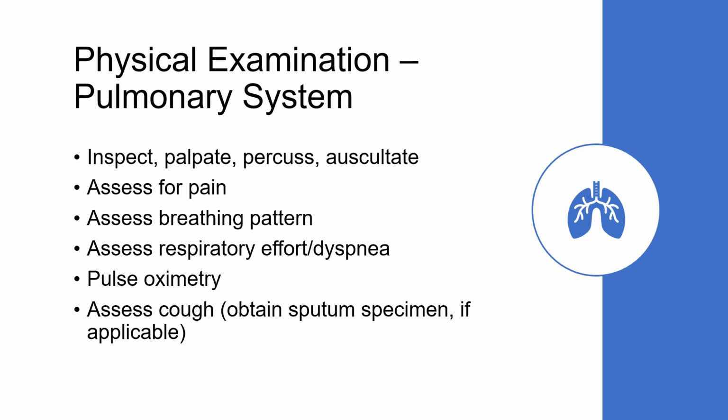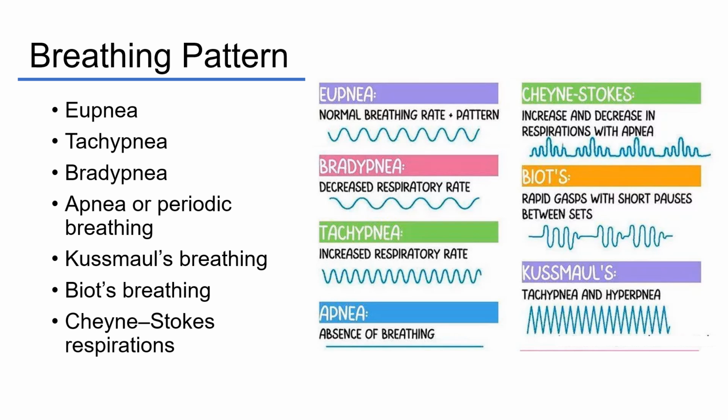If they do have a productive cough, then you may need to obtain a specimen for culture. Okay, so there's a lot of things to think about when you are assessing the pulmonary system. So now we're going to go into a little more depth of each kind of area that we use to assess a patient's pulmonary system.